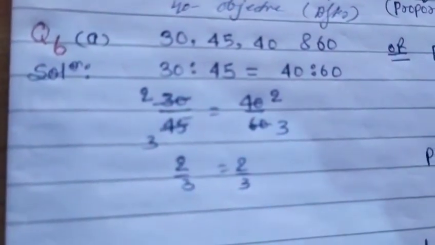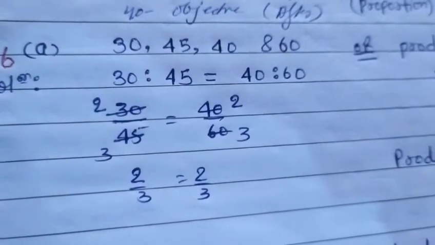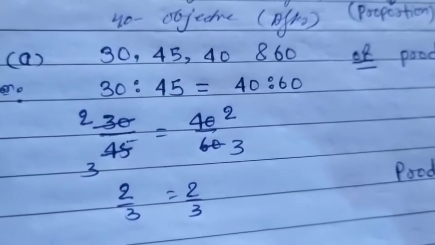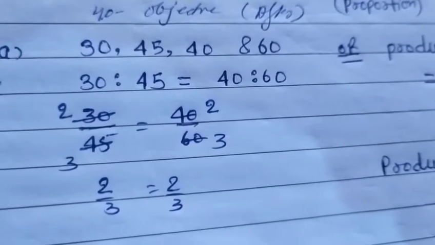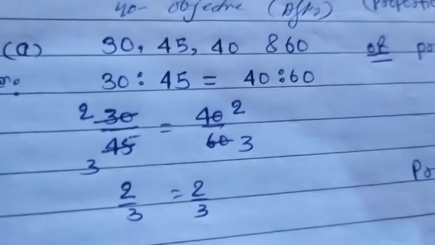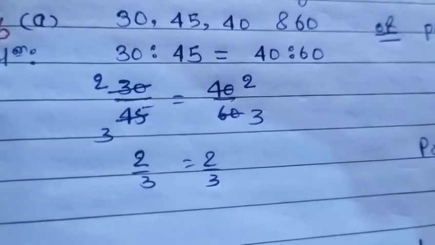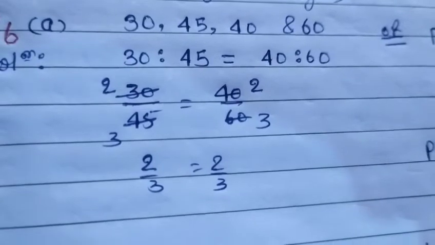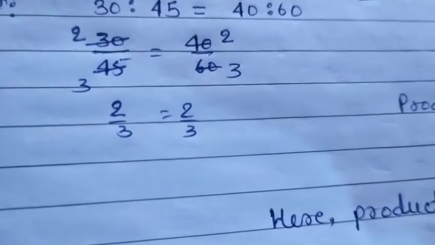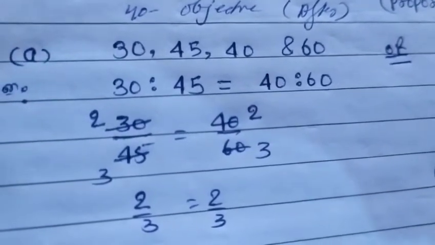Here, as you can see, we have 30, 45, 40 and 60. We take the ratio of the first two numbers and then the ratio of the latter two numbers, that is 30 and 45, 40 and 60. So we get 30 upon 45 equal to 40 upon 60. As 15 twos are 30 and 15 threes are 45, and 20 twos are 40 and 20 threes are 60, it is 2 upon 3 equal to 2 upon 3. This means these are in proportion.